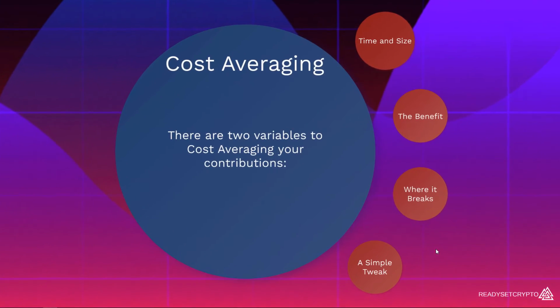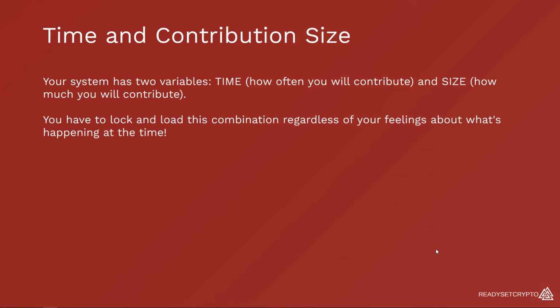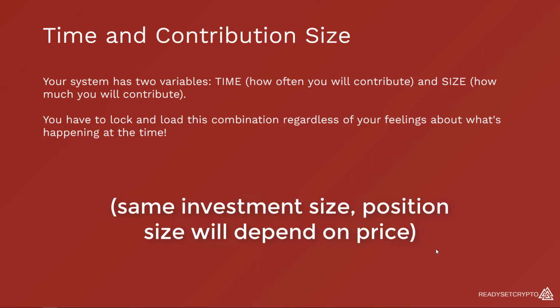So how do we use dollar cost averaging? Well, there's two variables to cost averaging your contributions, and they're time and size. Time, how often you will contribute. So is this once a week, once a month, once every 6 months? And then size, how much you will contribute. And you don't have a say. Once you put the system into place, you got to lock and load this thing, and you have to enter at every interval with the same position size, regardless of your feelings about what's happening at that particular time.